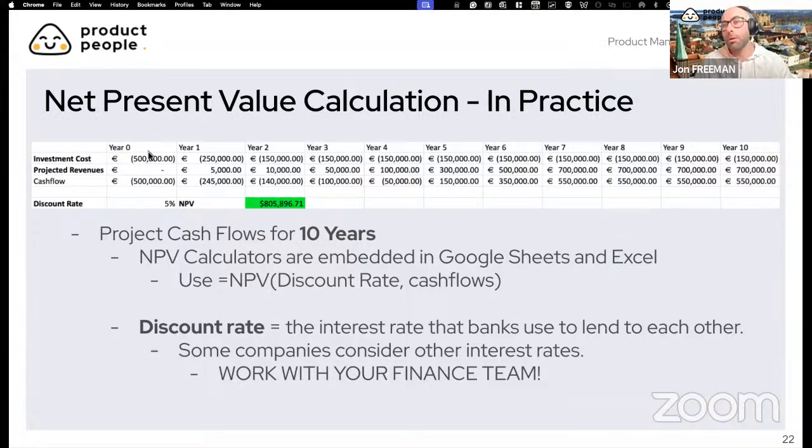It's kind of similar to what we were just doing. We had some investment costs on a month per month basis, and we were thinking about payback period, but now we're thinking on a year per year basis, and we're thinking projected revenues on a year per year basis, and what is that cash flow? So your benefits minus your costs on a year per year basis. You want to project that out to about 10 years. And this can be very, very difficult.